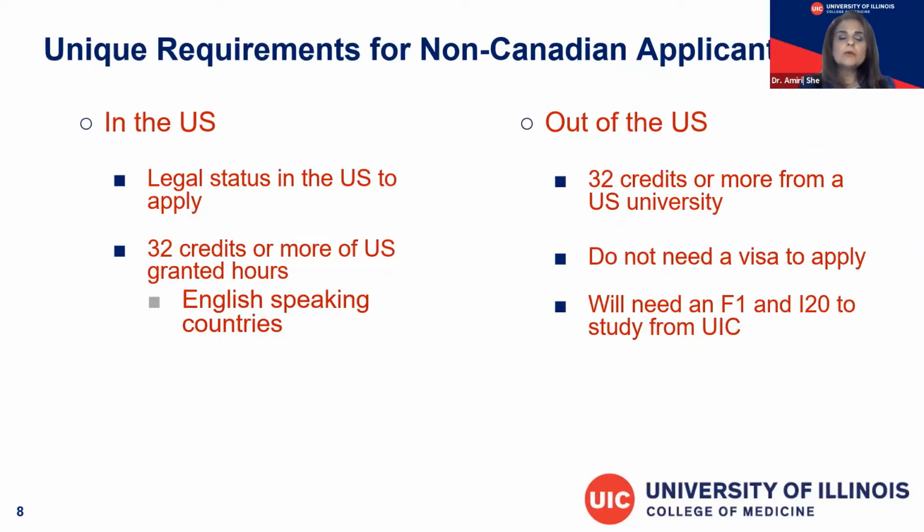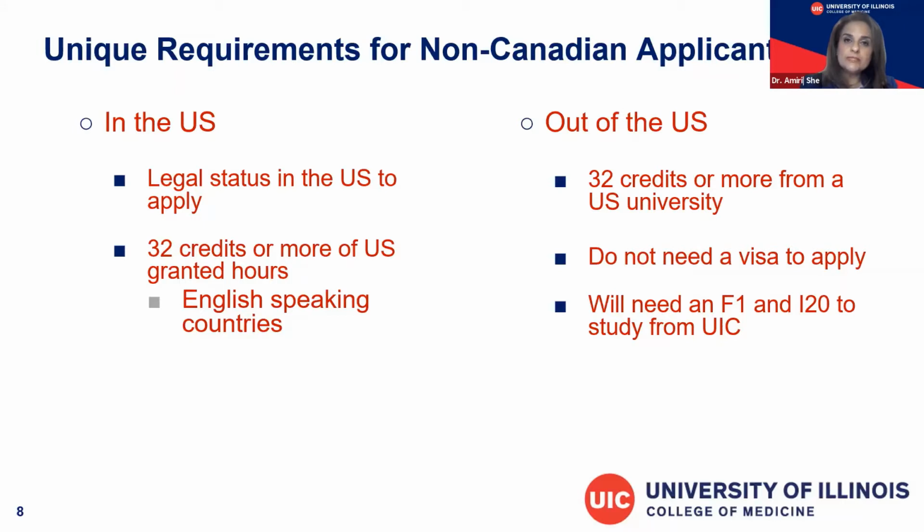Moving on to our unique requirements for non-Canadian applicants. Now, if you're a non-Canadian applicant and you're residing in the US, so your country of citizenship is anything other than the US or Canada, you will have to have legal status in the US in order to apply to us, okay? So that will be the documentation that we'll require from you. We will need for you to upload into our system proof that you are residing in the United States legally, whatever that status might be, okay?